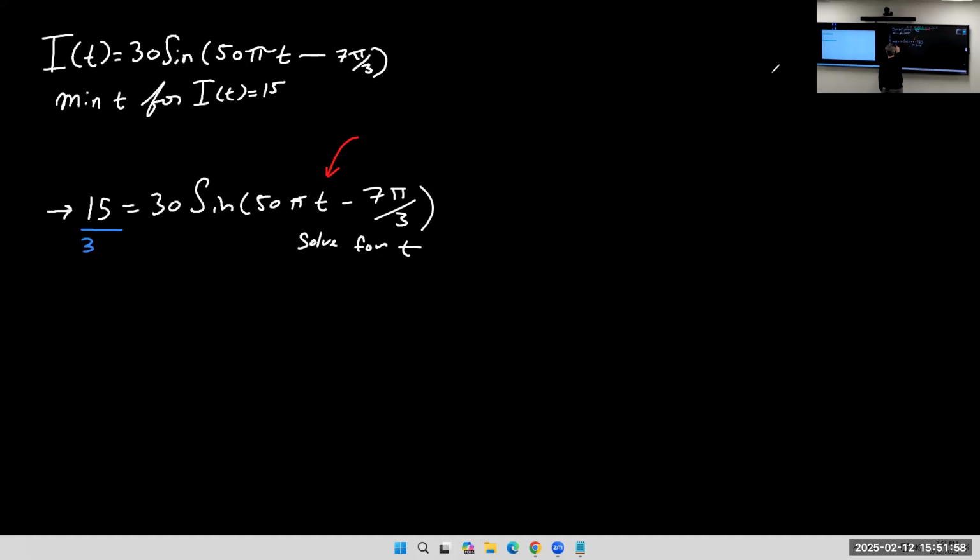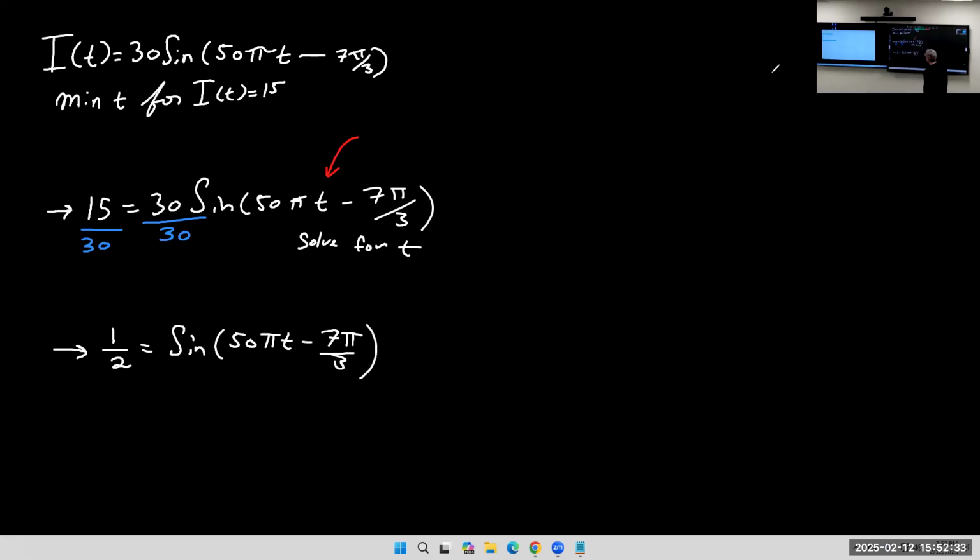I'm wondering if we divide both sides by 30, we can at least isolate the function we're thinking of. Let's at least isolate it and see what happens. So 15 divided by 30, that's going to give me a half. And then we have sine 50 pi t minus 7 pi thirds. Okay, still ugly, but at least I have an idea what's going on.